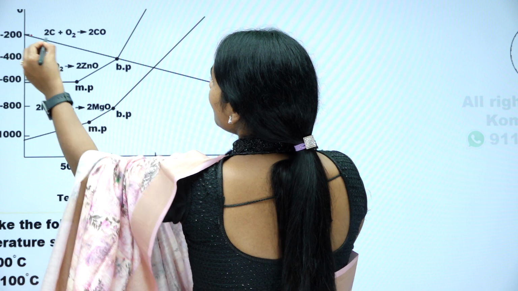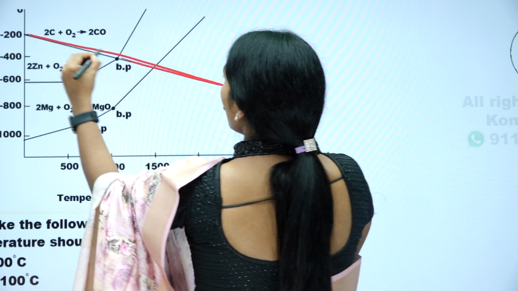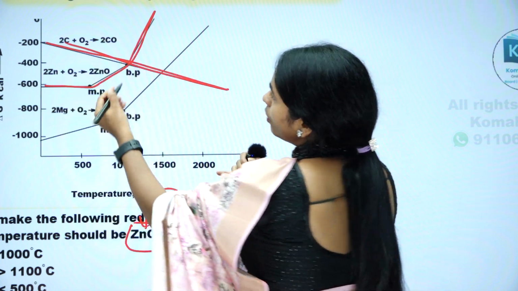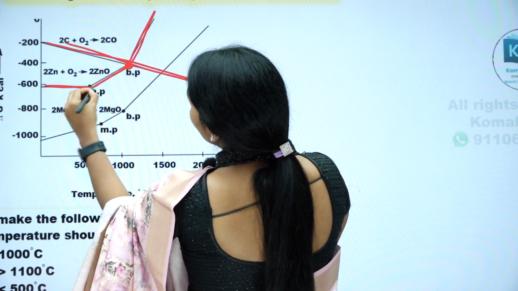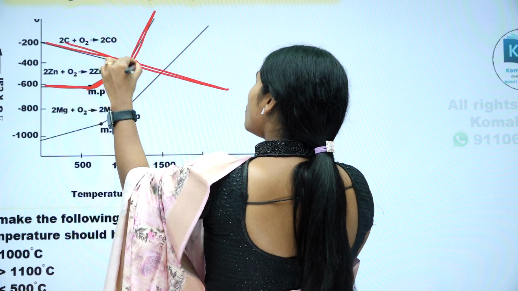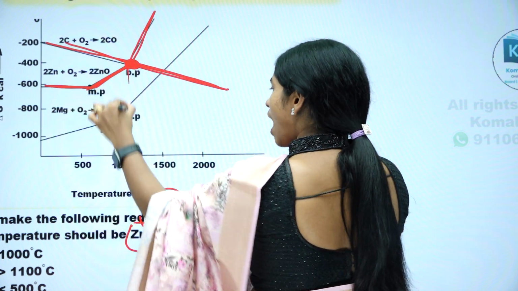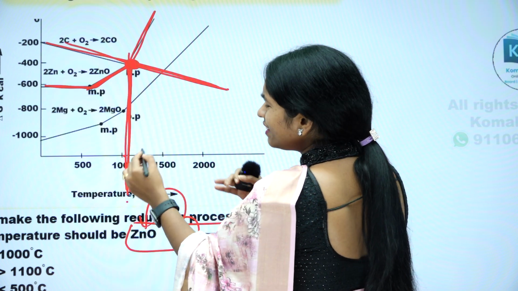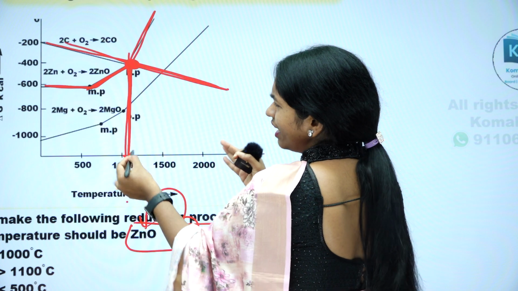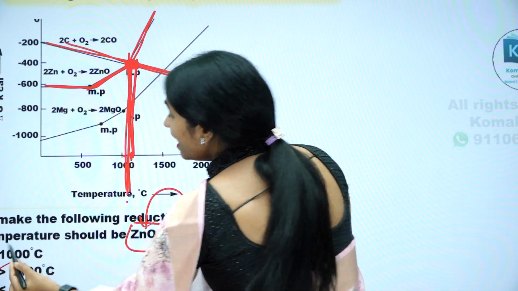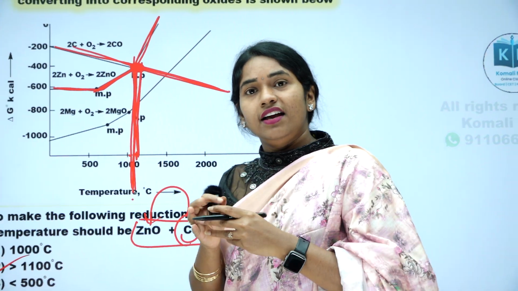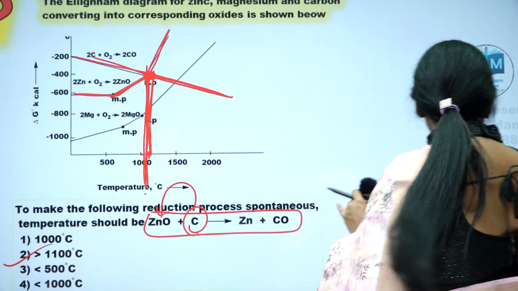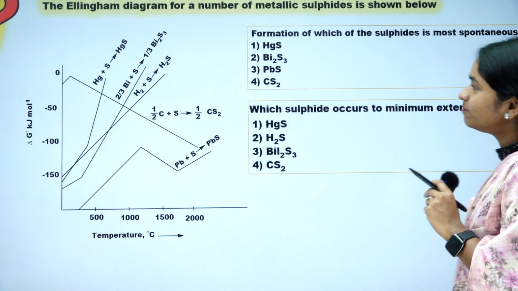So check where the coke line is down. Here this is the coke line, this is the zinc oxide line. The coke line should be down, but up to this point the zinc oxide line is down. After this point the coke line is down. This is more than 1000, coming around 1100 or 1200 at some point. So after 1000, the coke line is coming down, so that is a good reducing agent. Over, right? See the next question.